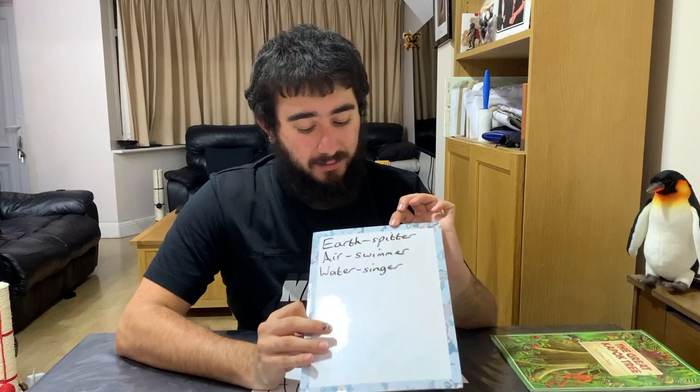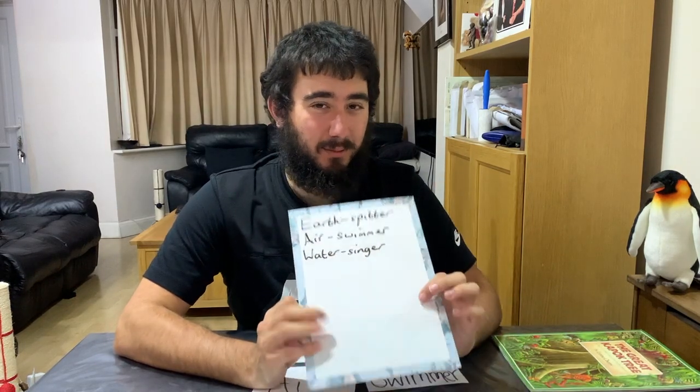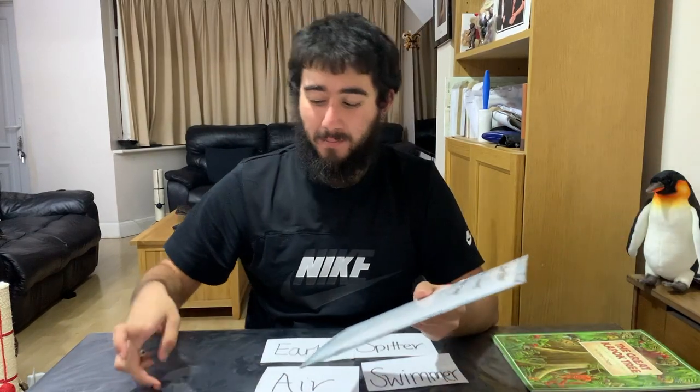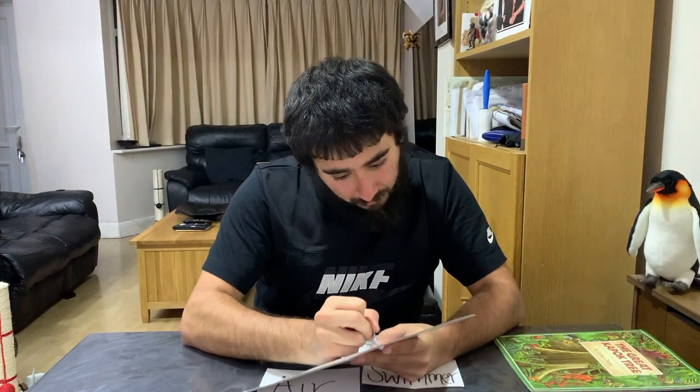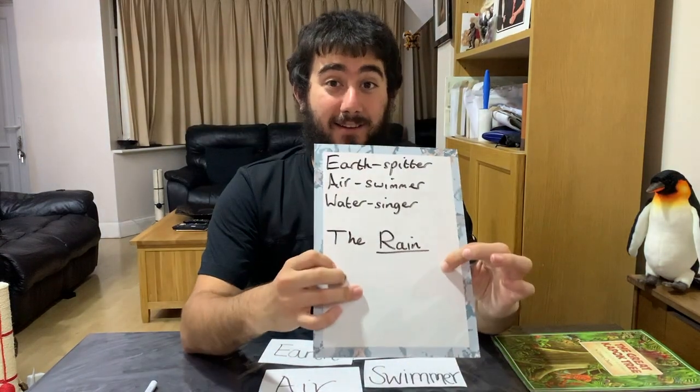Earth spitter, air swimmer, water singer. What could that be? Think about it. I'm going to write down what the answer is now. This is what my poem was about. Okay, my poem was about the rain.